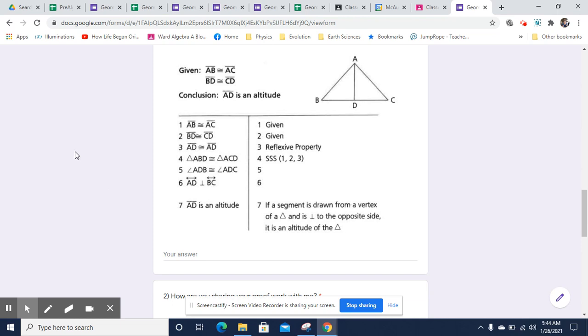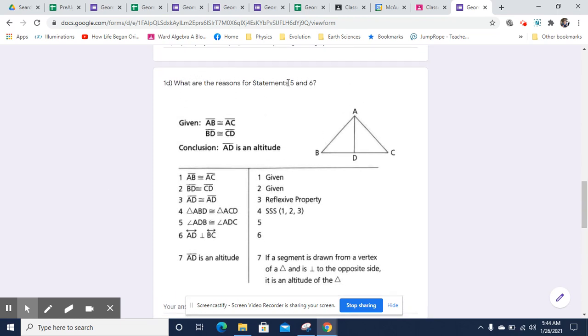So now we've got this diagram, and we need to figure out what are the reasons for statements 5 and 6. So statements 5 and 6. We have givens. We know that AB is congruent to AC. We know BD is congruent to CD. There you go. BD is congruent to CD. We want to prove that AD is an altitude. Okay. So those two things were given.